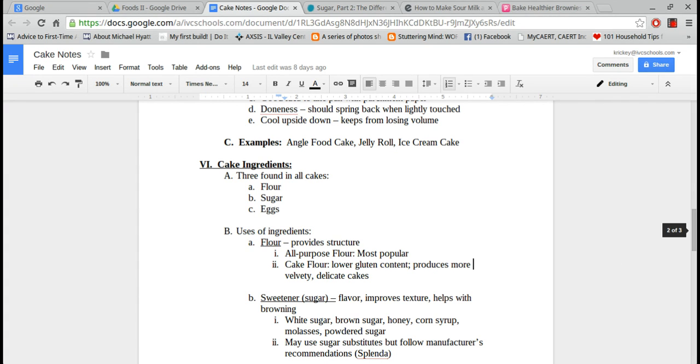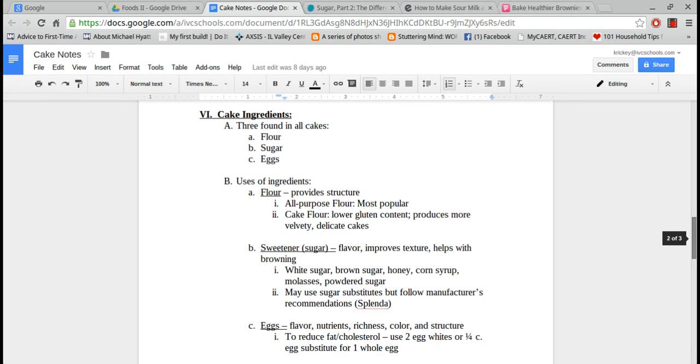All right, three things that are found in all types of cakes, regardless of what kind you're making, is flour, some kind of sweetener, such as sugar, and some part of the eggs. Remember, the white cakes and a sponge or foam cake will not use the yolk, but it will at least use the white. Okay, first of all, flour provides the structure.